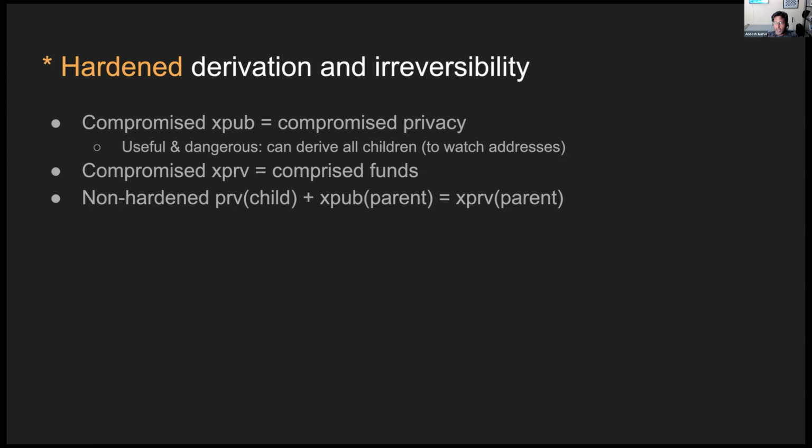So there is an advantage to having keys that are unhardened, but that also makes them more dangerous. A compromised XPub is a loss of privacy. A compromised extended private key is compromised funds. And then this strange property, the undesirable property that unhardened children have, is that if you have an unhardened private child key, and you have the XPub of the parent, you can actually get the extended private key of the parent. So this is where the care comes in. And actually, the consequence of this is that in BIP-85, we generally use all hardened keys in the derivation.